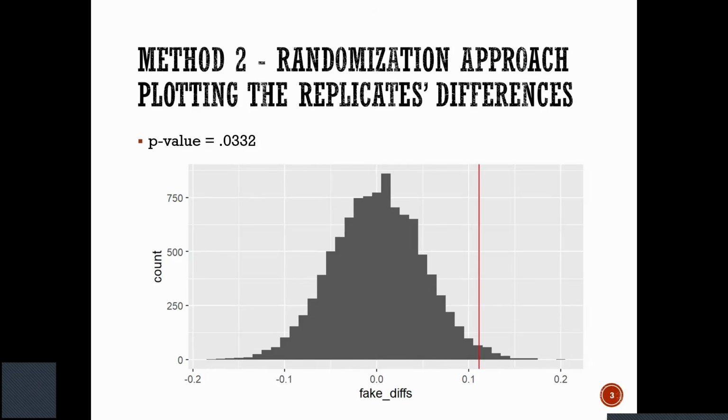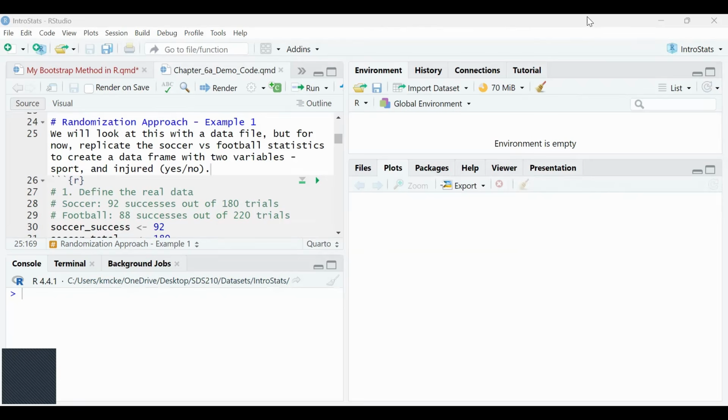This is what we're going to get when we plot it, but let's take a minute and look through some of this R code. So here we are in R, and this is the first example, our football soccer example, that we'll do with the randomization approach. There's a second example that looks at this with a data file.